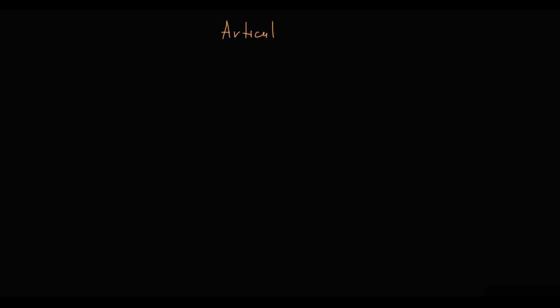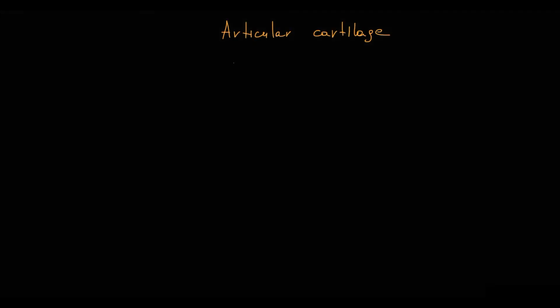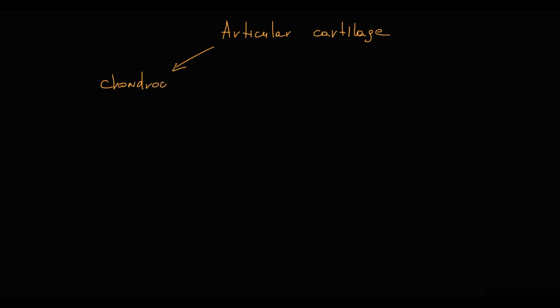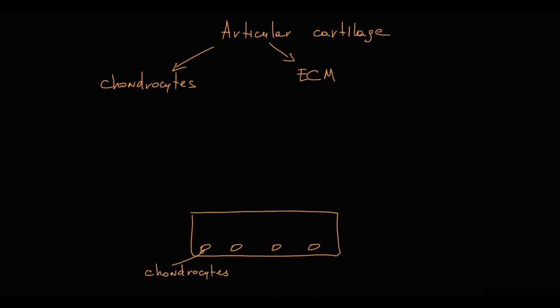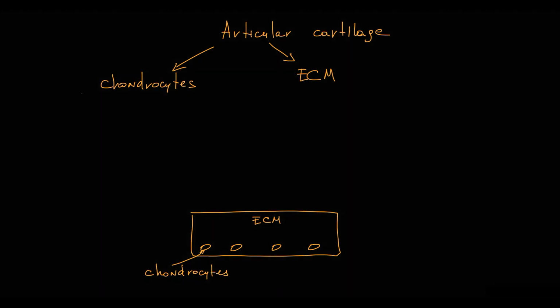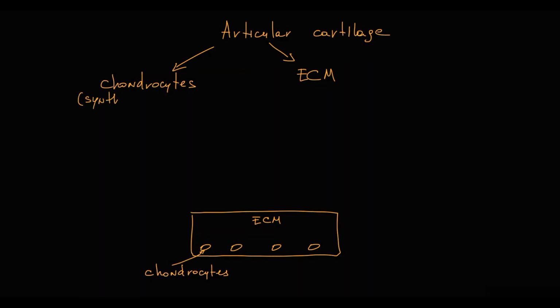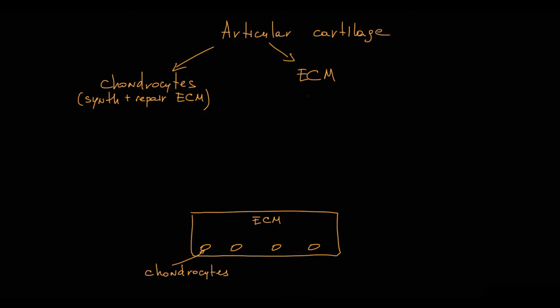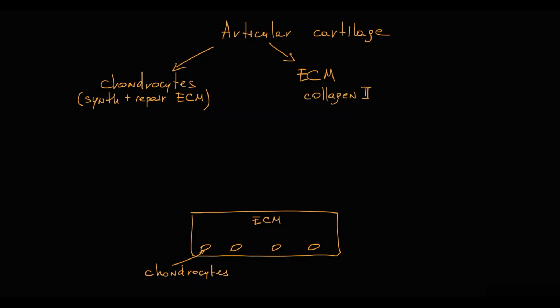First of all, about articular cartilage. Articular cartilage has two main structural components. It's chondrocytes and extracellular matrix. Simple as that. The main function of chondrocytes is to synthesize and repair extracellular matrix. And extracellular matrix is basically composed of collagen type 2, proteoglycans, and water.